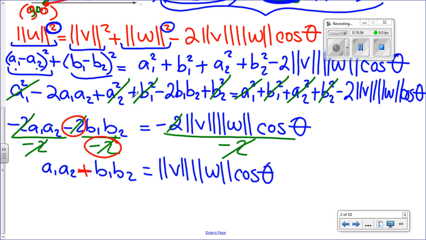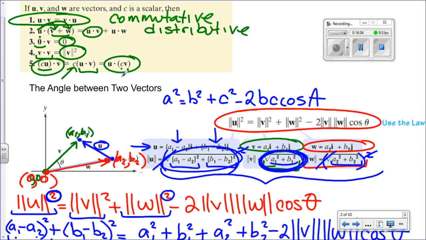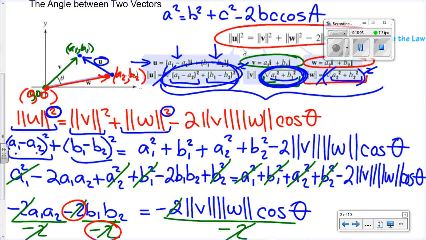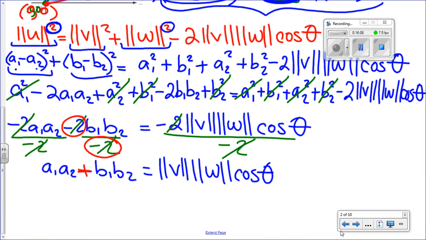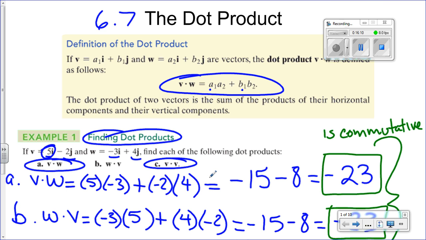Okay, now just to finish it up, I want to remind you what we did at the very beginning of this video, and that was look at the definition for the dot product. I believe it's on the other slide. If we look at it here, we could see that a sub 1 times a sub 2 plus b sub 1 times b sub 2 is the definition for the dot product. I'm going to go back to the second slide.